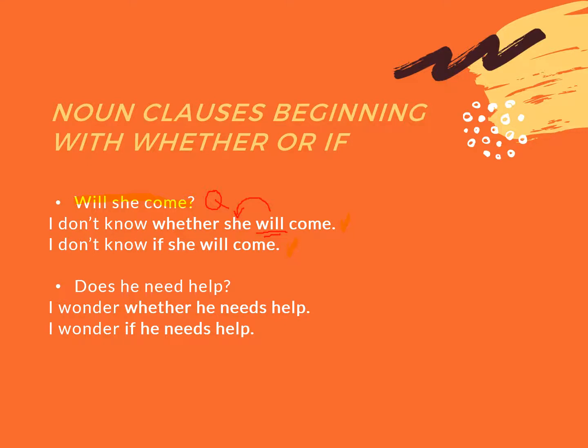Another example of a yes or no question: Does he need help? I wonder whether he needs help. Well, notice the changes of the form. "Need" into "needs," and "does" is omitted. It is because the tense used is present tense. So you simply say: I wonder whether he needs help. I wonder if he needs help.